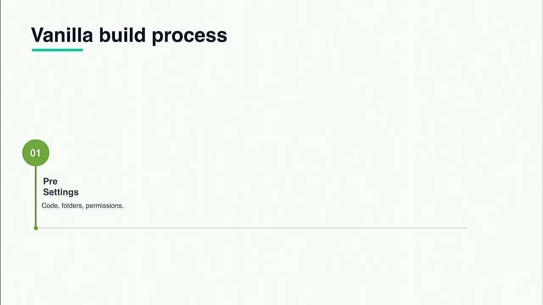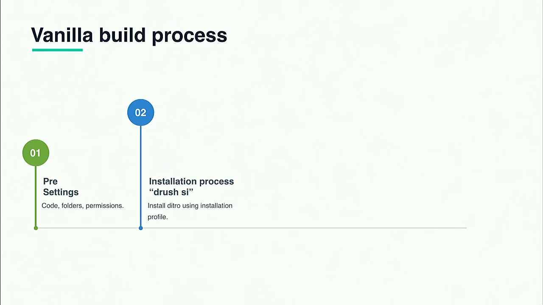So first step, we pull the code, we create some necessary folders for files, set appropriate permissions. Then we go to drush site-install, a simple command in order to install the distribution. Then, of course, we add some post settings to settings.php, like we have to specify some cache settings, memcache settings, varnish settings, and stuff like that.